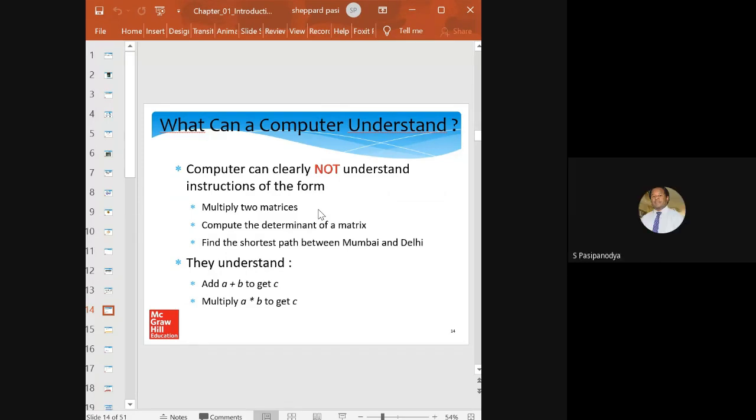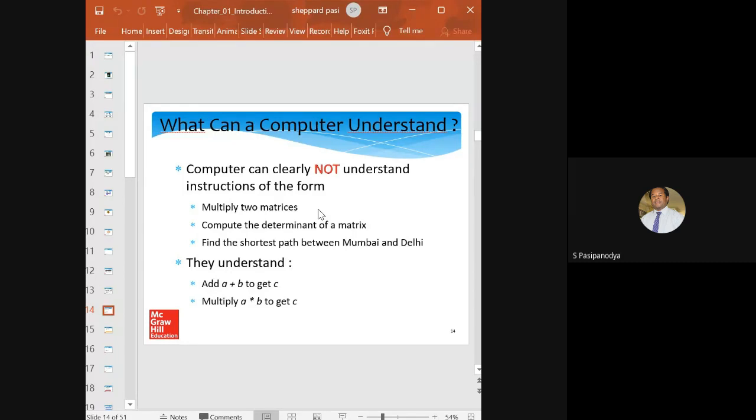So, remember we said computers are highly intelligent. They convert something into binary and then execute it. But we also say that computers are somewhat dumb. They can understand natural language only to a limited extent.